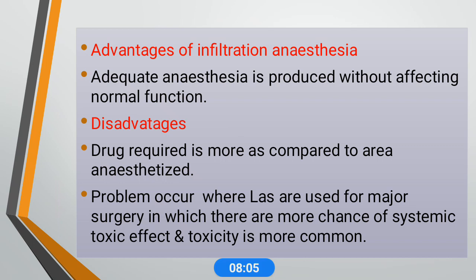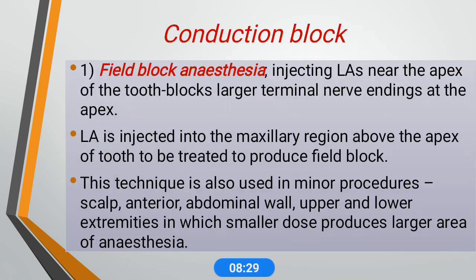What are the advantages of infiltration anesthesia? Adequate anesthesia is produced without affecting normal function. The main disadvantage is that the drug requirement is more as compared to regional anesthesia. A problem occurs when these local anesthetics are used for major surgery, in which there is more chance of systemic toxic effects, and toxicity is more common.